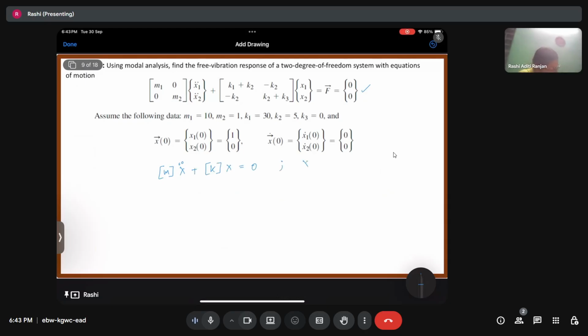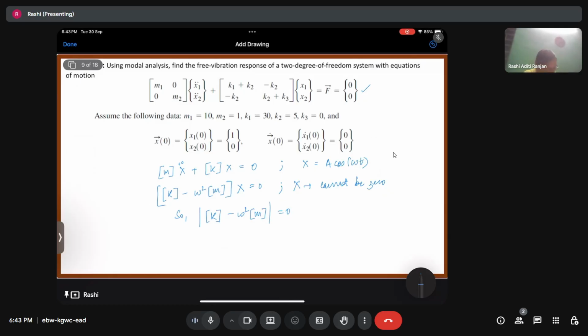So in the previous case also what we did was we assumed x as a cos of omega t, correct? Using that, what do we get? K minus omega square m into x is equal to 0. Now x cannot be 0, so the determinant of k minus omega square m is going to be equal to 0. Okay. Using this, we can find out the natural frequencies, right?